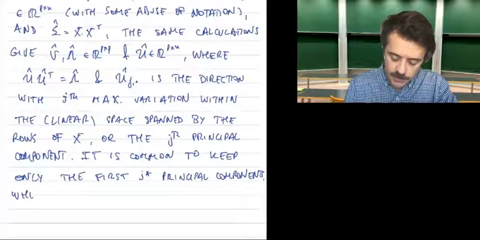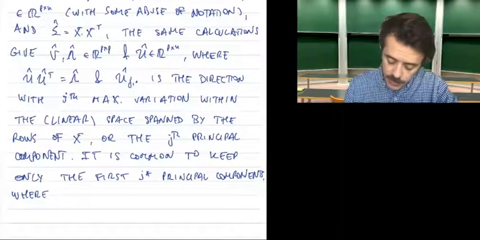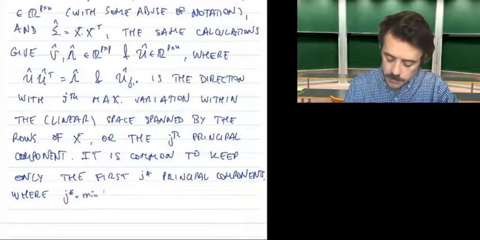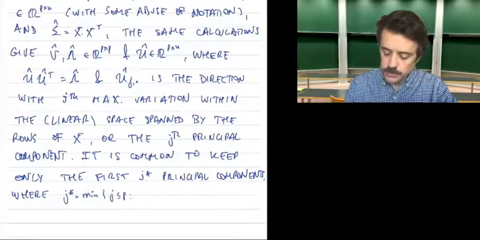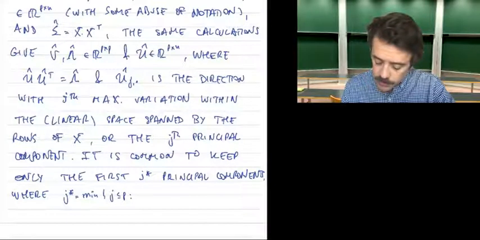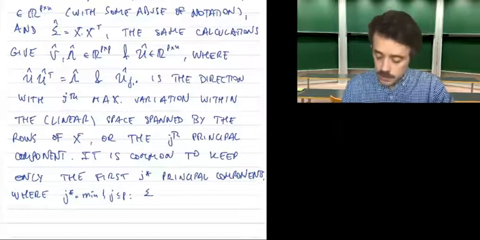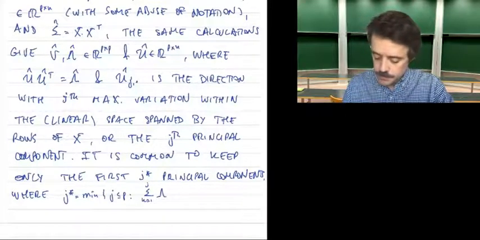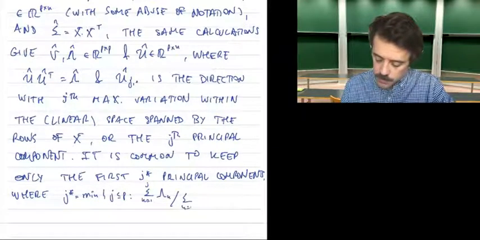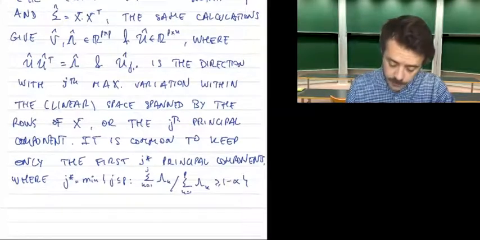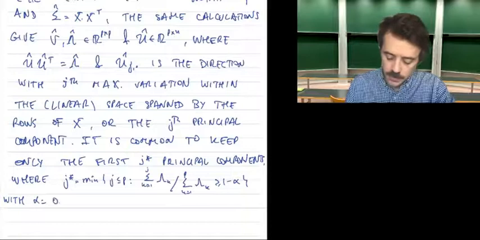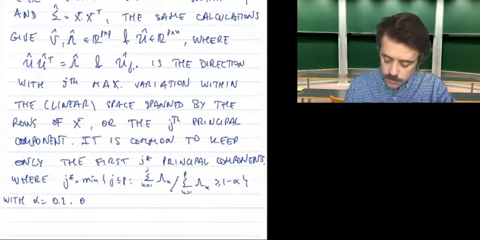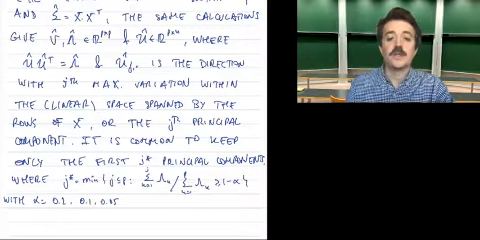where this J star is defined as follows: J star equals the minimum of the J's less than or equal to p such that this ratio, the sum from 1 to J of the capital lambdas divided by the sum of all of them, is greater than 1 minus alpha, where alpha is typically 0.2 or 0.1 or 0.05.